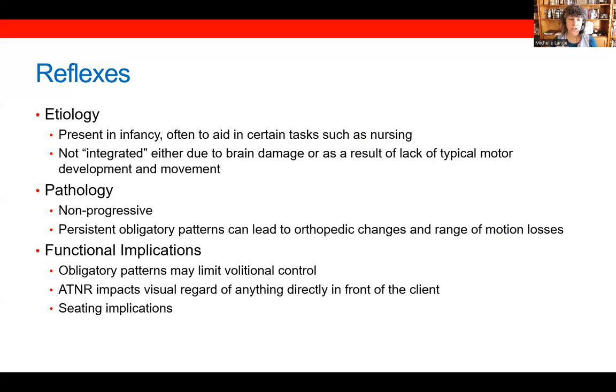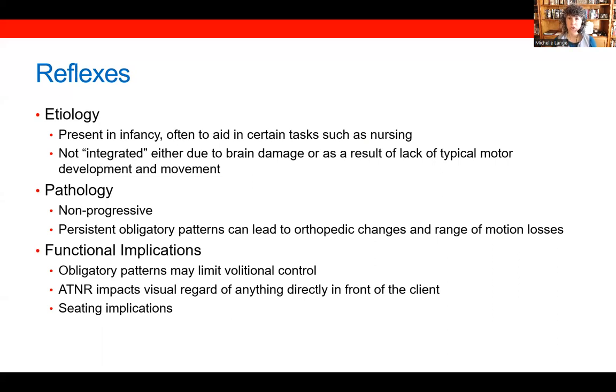Pathology. Reflexive responses are non-progressive. They're persistent, obligatory patterns, and this can lead to orthopedic changes and even range of motion losses as it drives the pattern of movement that we see in an individual and makes it difficult for that individual to really isolate voluntary motor control outside of these patterns.